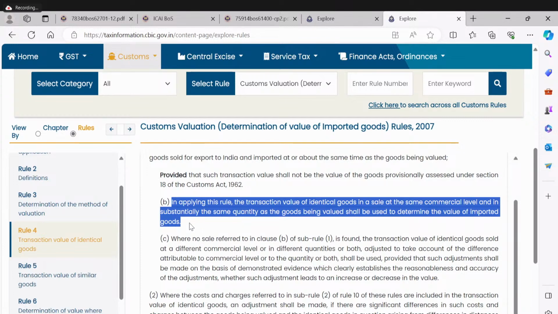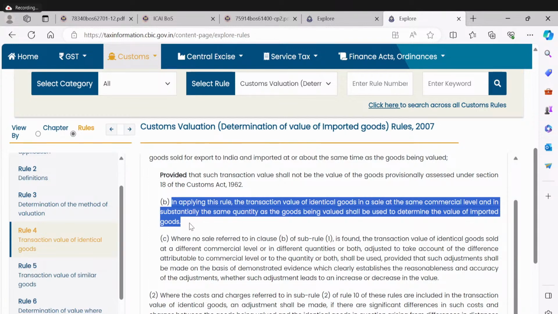Now, what does it actually mean? It means that the transaction value of identical goods will be accepted only when these identical goods have been sold at the same commercial level. Now, same commercial level means that if the goods are being exported to our country from some other country, then the regulations or restrictions on that export are the same.